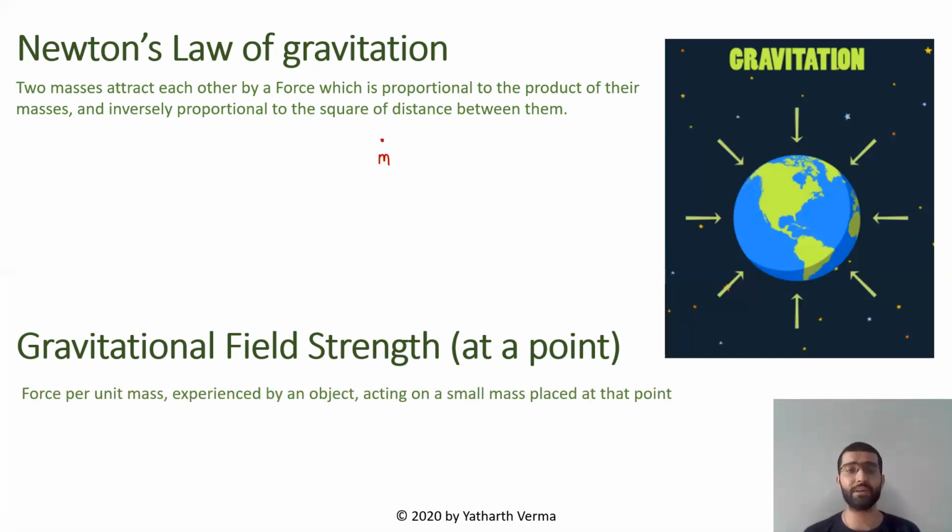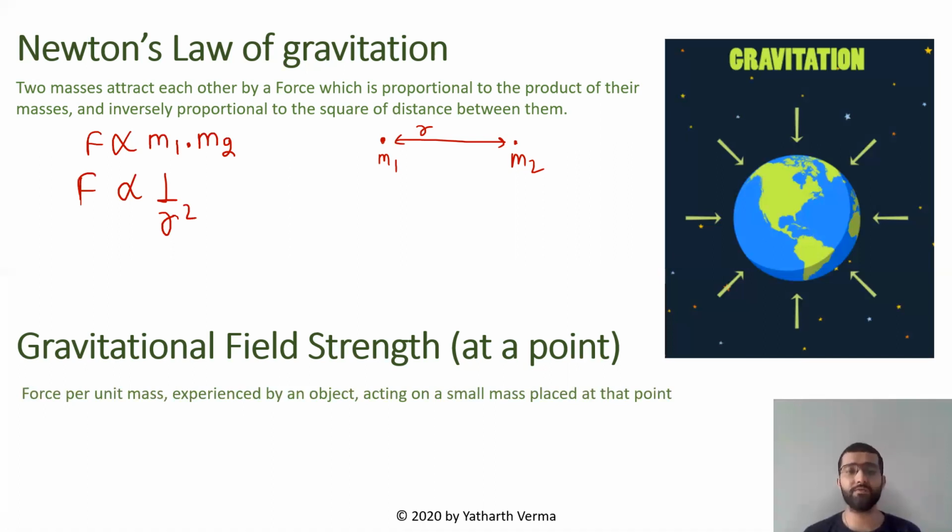If there are two masses, say m1 and m2, at a distance r, right? We are considering point masses here. So masses m1 and m2 attract each other by a force which is proportional to the product of their masses, right? Inversely proportional to the square of distance. Now this r stands for the distance between the masses and not the radius, right? We have a common misconception that r is always radius.